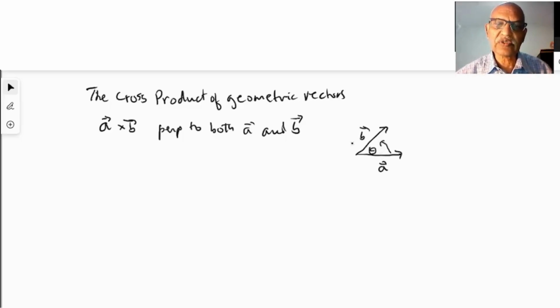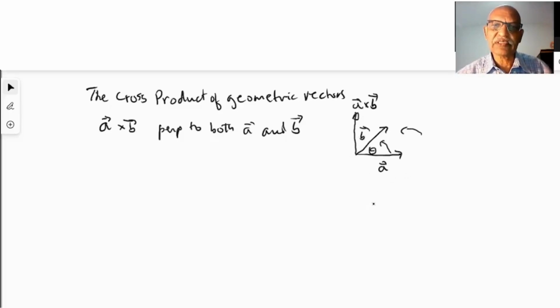When it goes counterclockwise, that means the third vector perpendicular to both of them gets out of the paper, we say, or goes up. So this is A cross B. This is counterclockwise, going this way here, so it becomes A cross B.